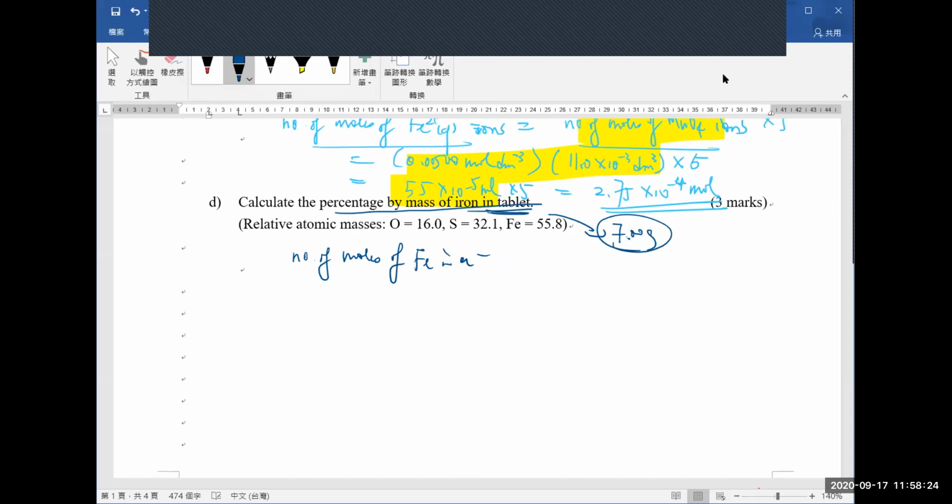Let me look at the question again. Number of moles of iron in the tablet. It is 2.75 times 10 to the power minus 4 mole.